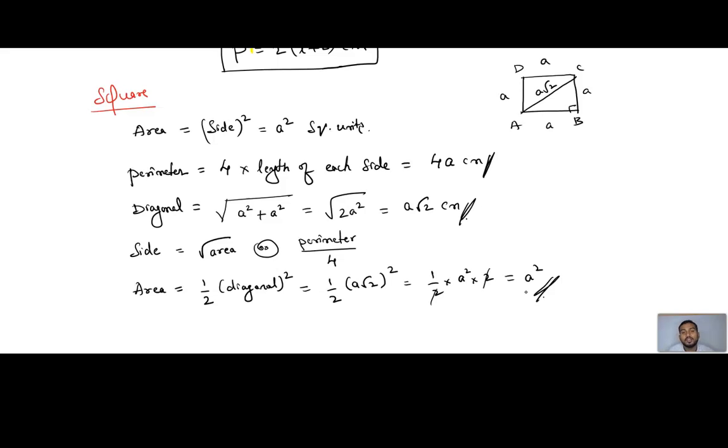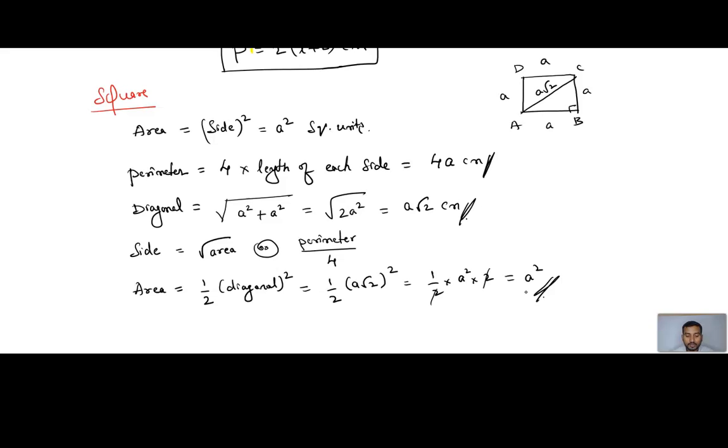So, directly if you do side square, you can find the area. That's what we have done here. Can you see this? Why have we given this? Because if they have given the diagonal value, you just have to do half into diagonal value whole square. So, diagonal value whole square, divided by 2, you can find the area. So, these are the basic formulas we are going to use to find the values of the rectangle and the square.